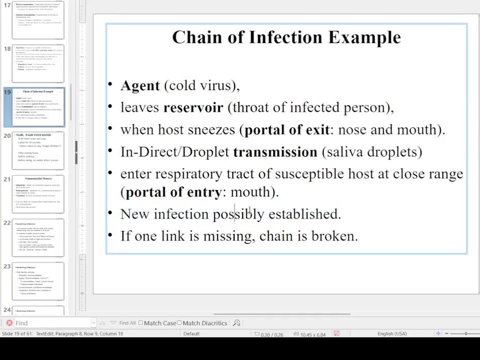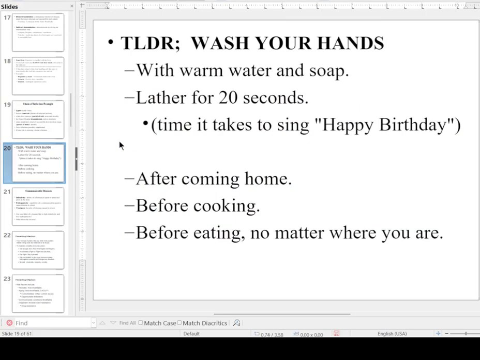Anyway, the easiest way to break this chain is in transmission. Don't let respiratory droplets out of the mouth of somebody who has a cold. How do you do that? With a mask. What about the people who are not yet infected? The best thing for all people to do is wash their hands. Warm water and soap for about 20 seconds. And when should you wash your hands? After coming home, before cooking a meal, and before eating.